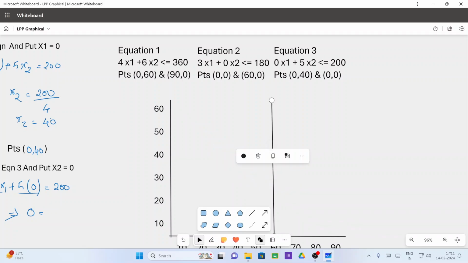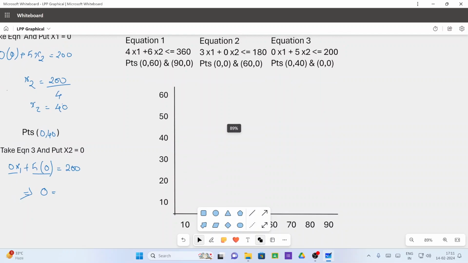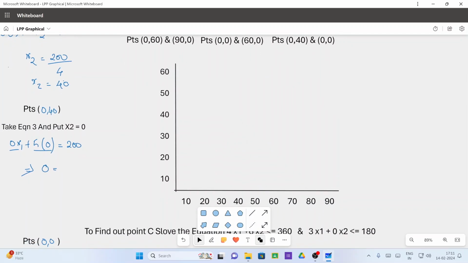Now it's time to plot these in a graph. The first point is (0, 60). On the x-axis it is 0 and on the y-axis it is 60. So (0, 60) will be over here.